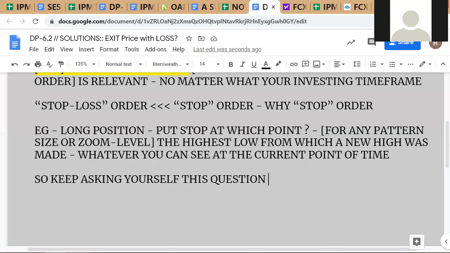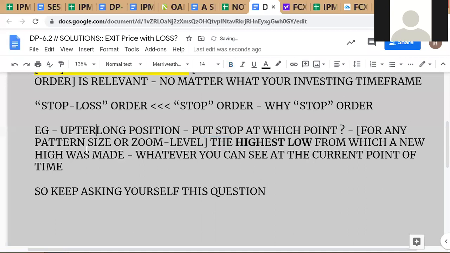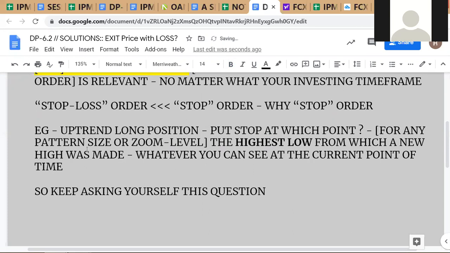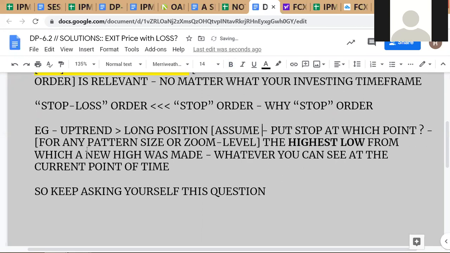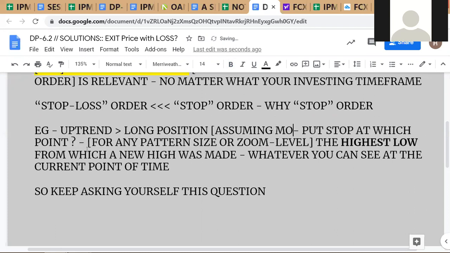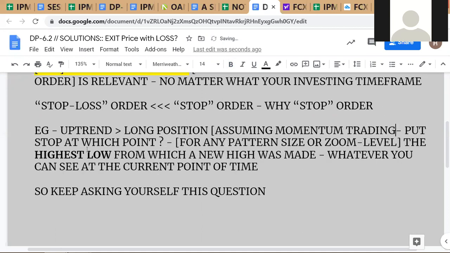Is it the highest low from which a new high was made? Remember, we are talking about a long position, so therefore we are talking about an uptrend. We are talking about momentum. So we are applying TA, and within TA we are applying uptrend, implying long position, assuming we have to be clear about everything, assuming momentum trading, okay?